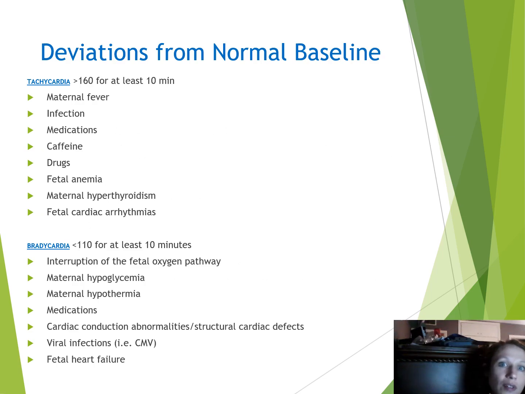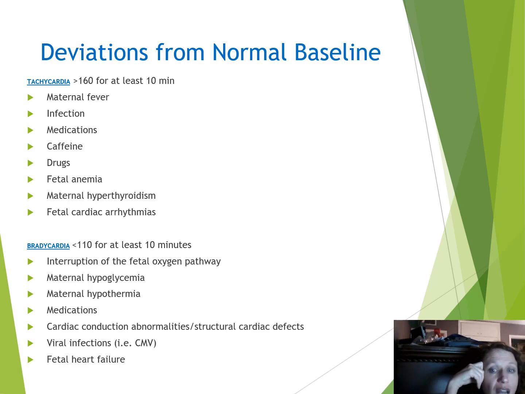Okay, so this is going over deviations from the baseline. Tachycardia: things that could cause tachycardia are things like maternal fever, infection, medication. If she does have chorioamnionitis or intrapartum intraamniotic infection, you could see fetal tachycardia in the baby, just like you could see tachycardia in the mom as well.